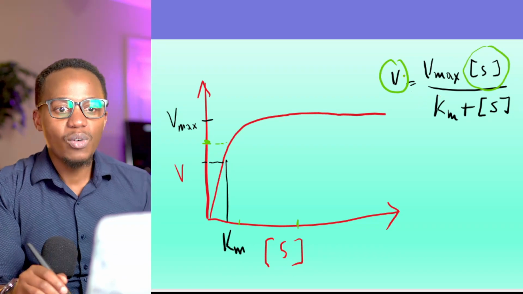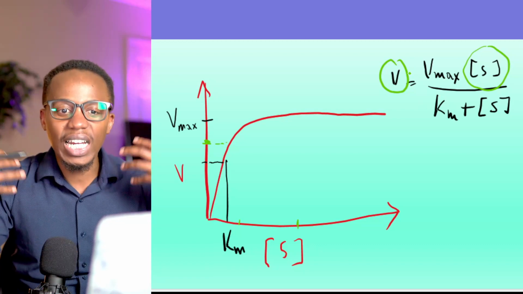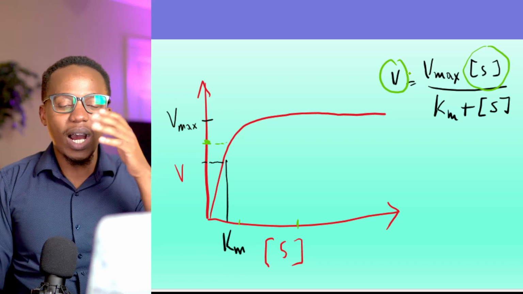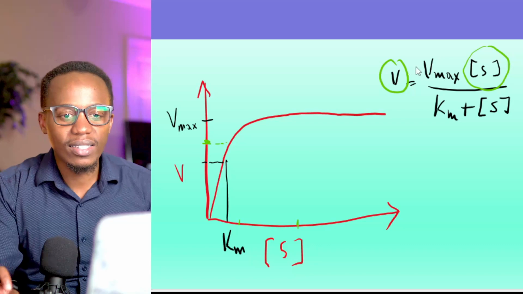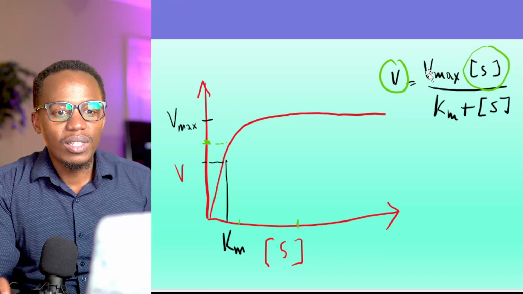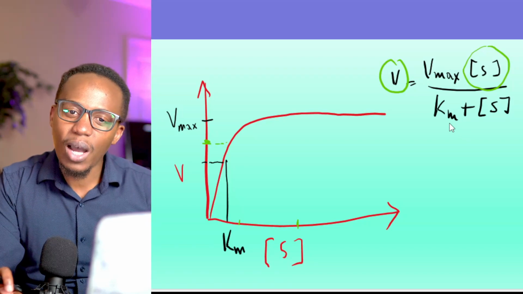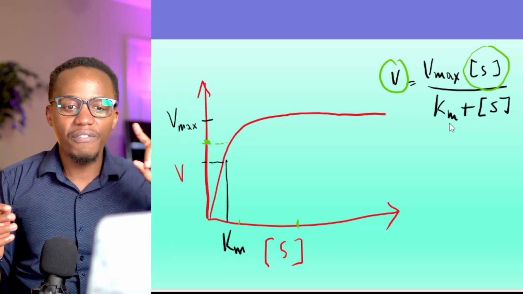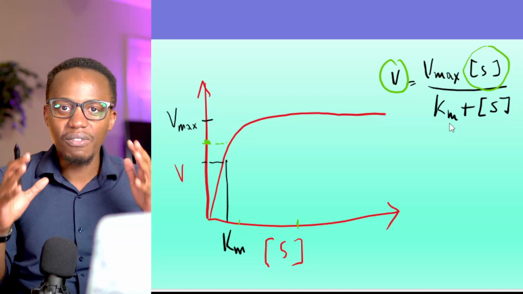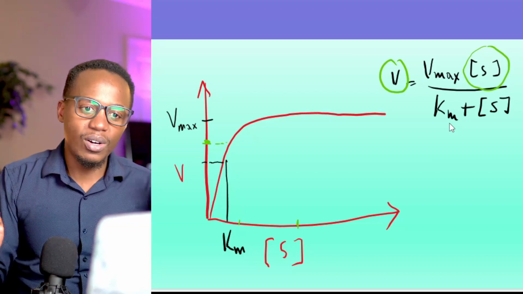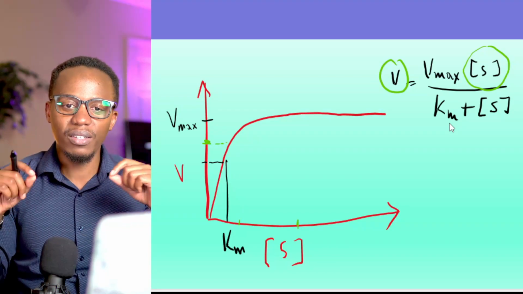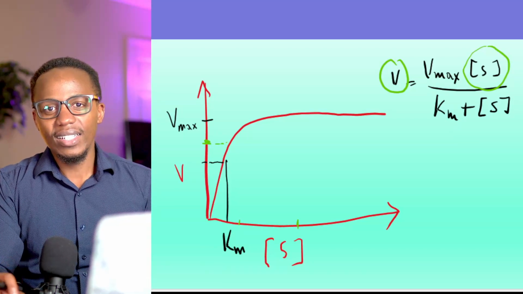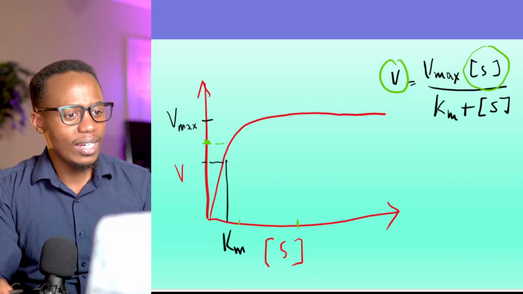So these are what we call our variables, the things that change as the graph changes, right? Think of x and y, but this is v and s, right? But also you have the Vmax and Km. These are our constants. So in this equation, you have constants and you have variables. The velocity and concentration of S are the variables. Vmax and Km are the constants. And that is the Michaelis-Menten equation.